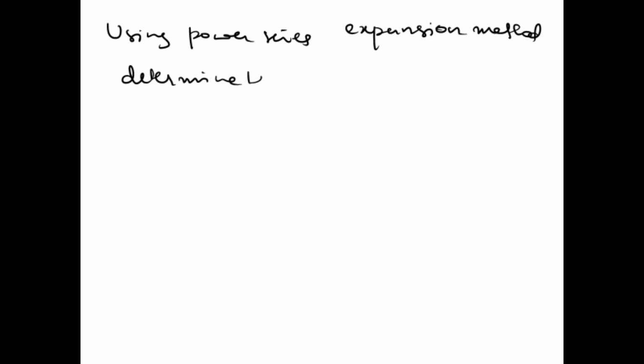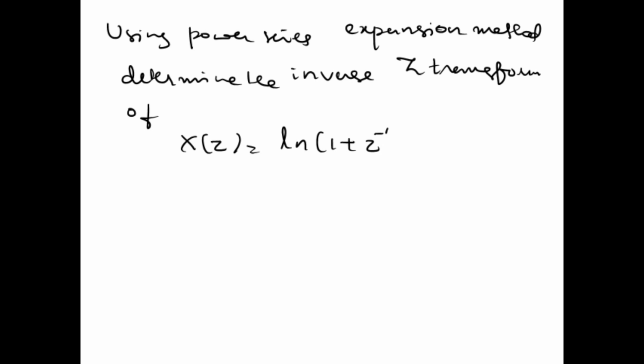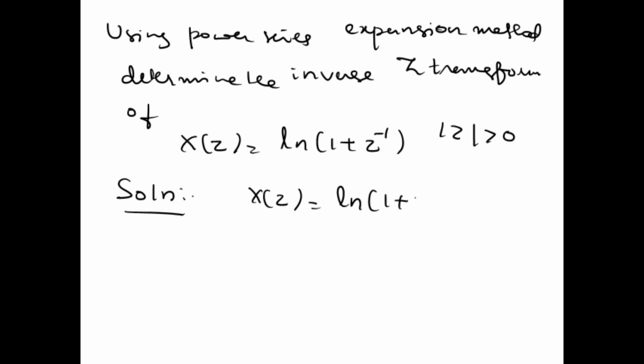Using power series expansion method, determine the inverse z transform of x of z is equal to ln of 1 plus z inverse with mod z greater than 0. It is given x of z is ln of 1 plus z inverse and the corresponding x of n must be right sided because the ROC is mod z greater than 0.